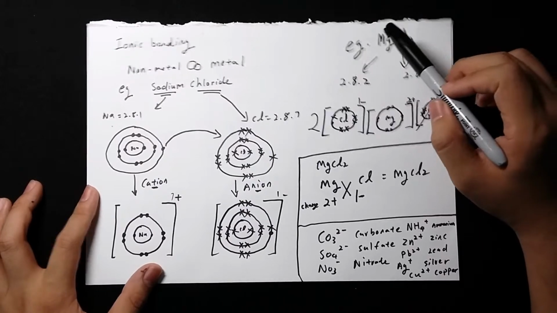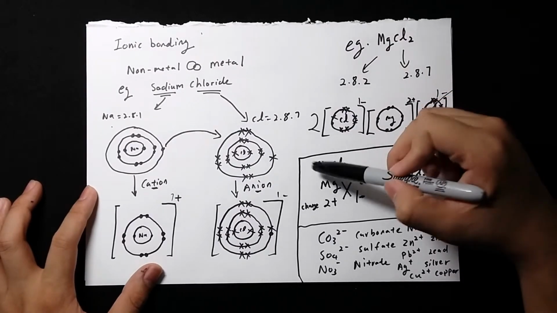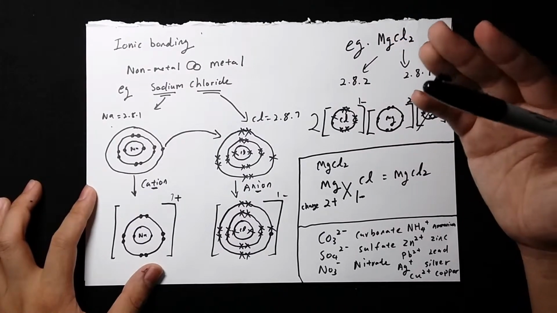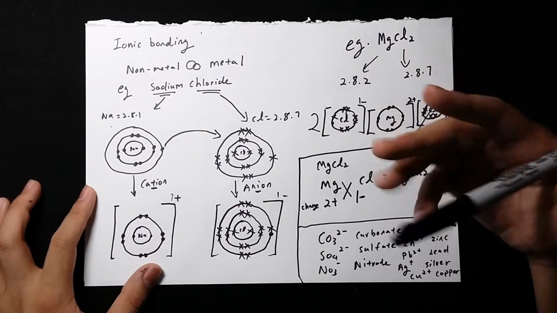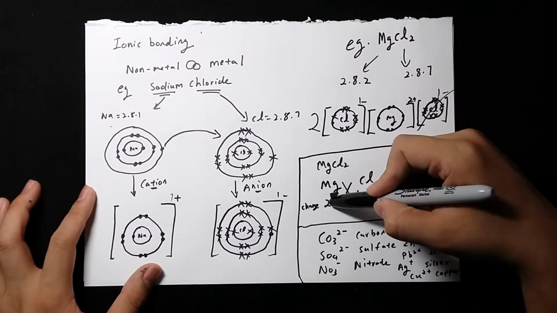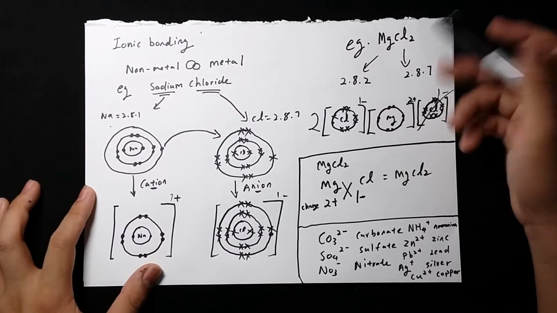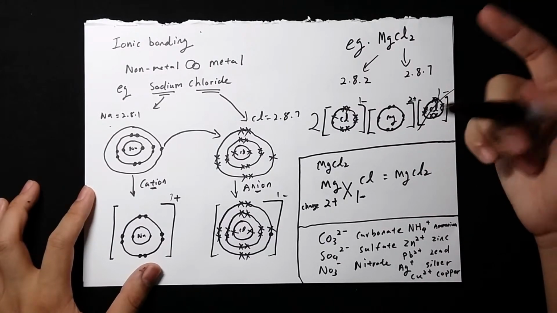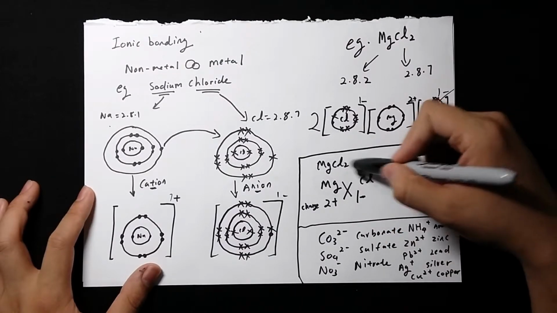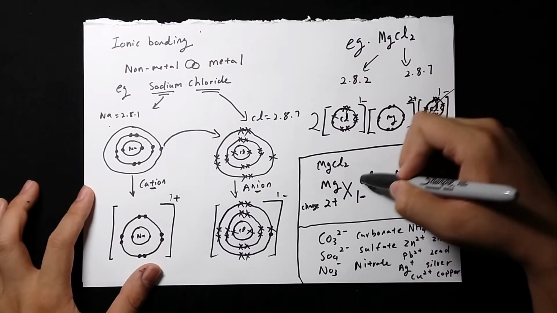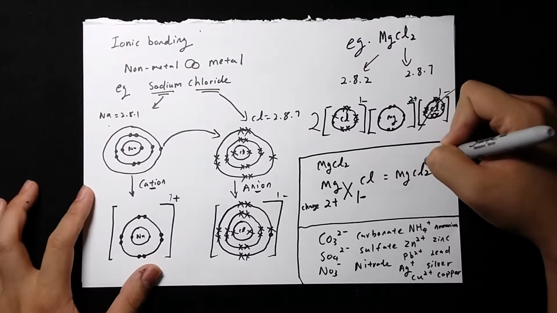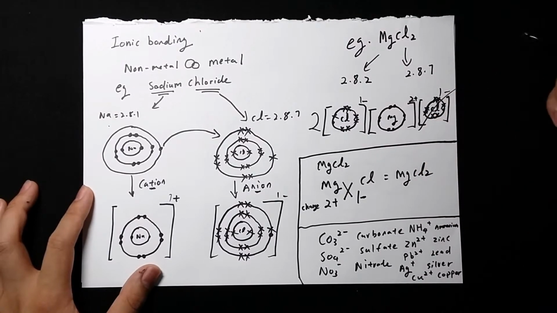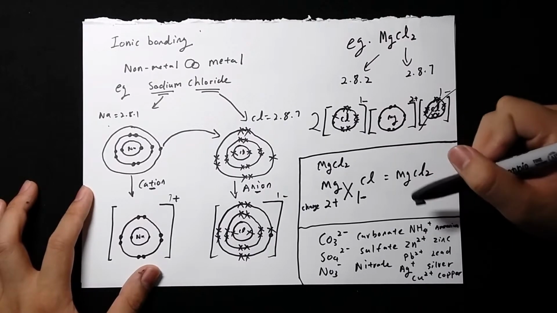So for example, if it's magnesium chloride, you look at magnesium and you tell yourself, how many electrons must I lose to be stable? I need to lose 2. So if I need to lose 2, it must have a charge of 2 plus. Then chlorine, how many do I need to gain? I need to gain 1. So I will have a charge of 1 minus. So you write out this working and you do a cross multiply, you will expect to get MgCl2. And this is how you derive the formula. This is the cross multiply method.